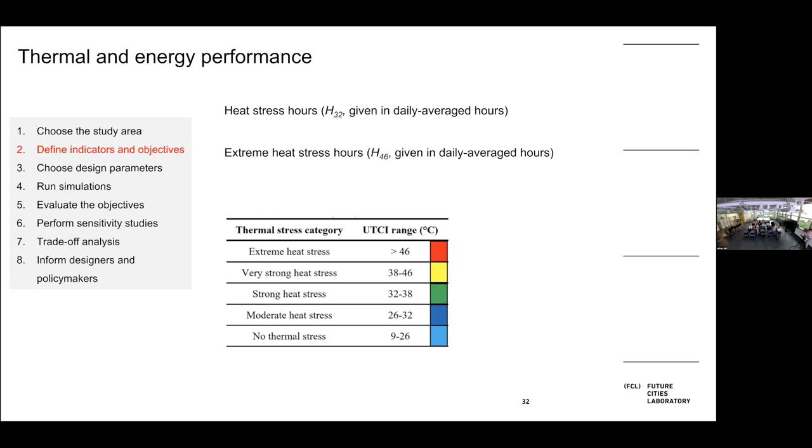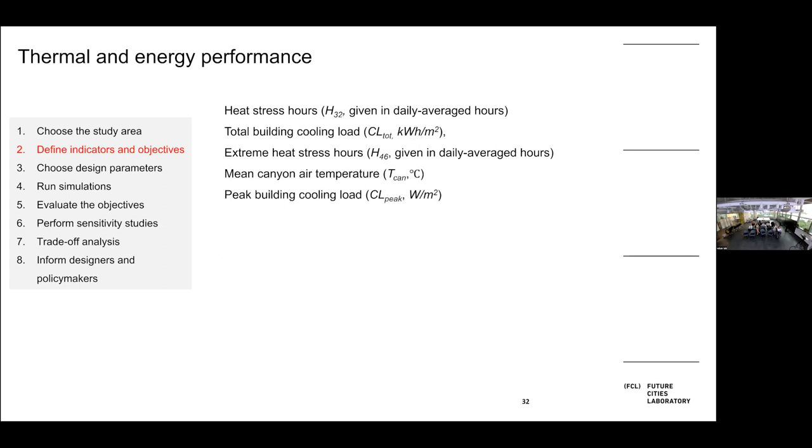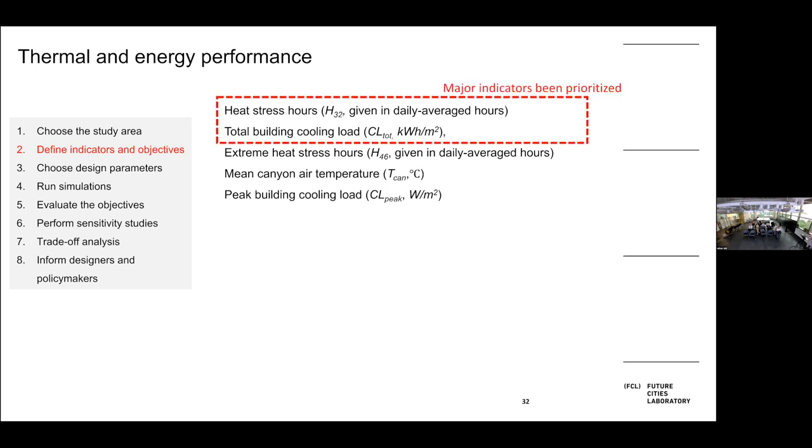The other indicators we pay attention to are, as mentioned before, the total and peak building cooling load, and also the mean canyon air temperature. Then we choose two major indicators to be prioritized: the heat stress hour and the total building cooling load.